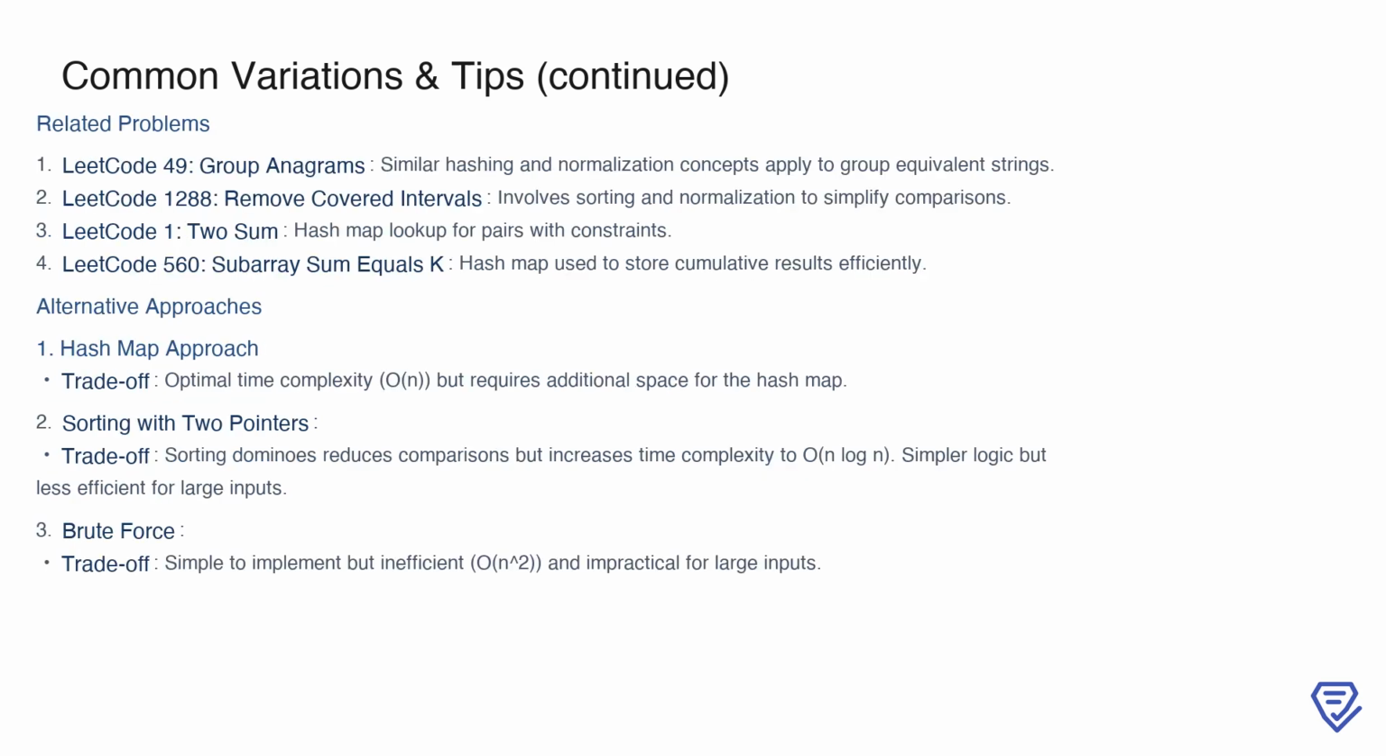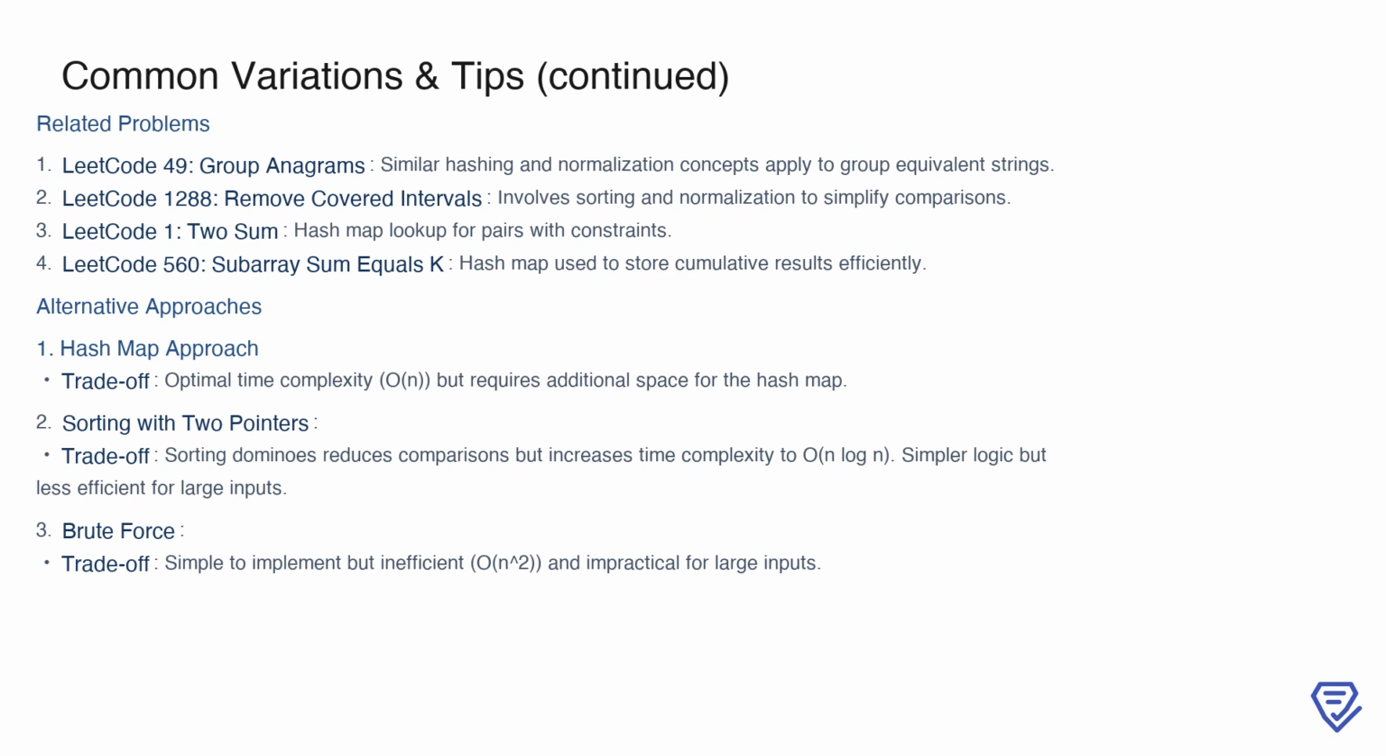This problem also connects to several related problems in LeetCode. For instance, problem 49, Group Anagrams, involves similar hashing and normalization concepts, where you group strings based on their equivalence. Problem 1288, Remove Covered Intervals, uses sorting and normalization to simplify comparisons. Problem 1, Two Sum, and problem 560, Subarray Sum Equals K, both involve hash map lookups for efficient pair matching under constraints. As for alternative approaches, the hash map method is the most efficient, with a time complexity of O(n), though it requires additional space for storing counts.